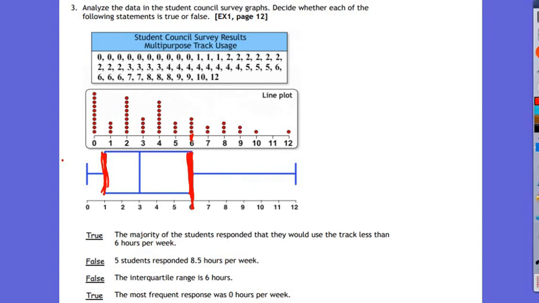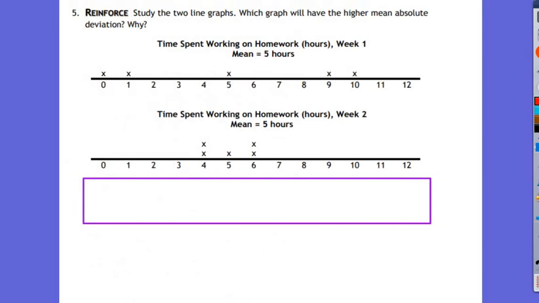I want to go to 5 next. Last one on that top number.